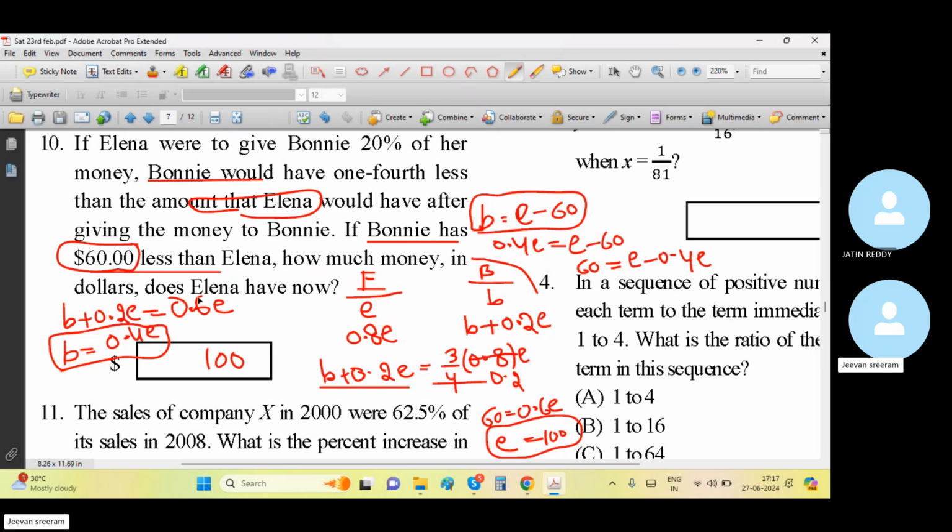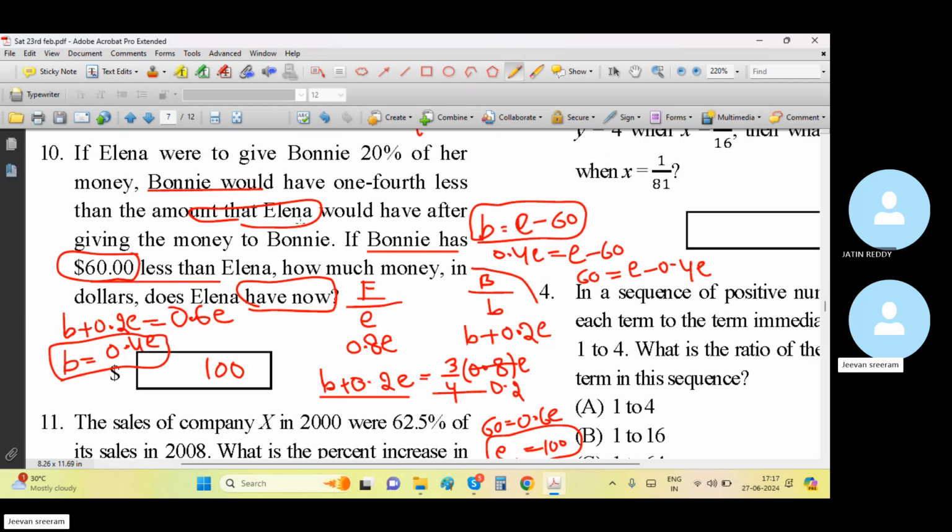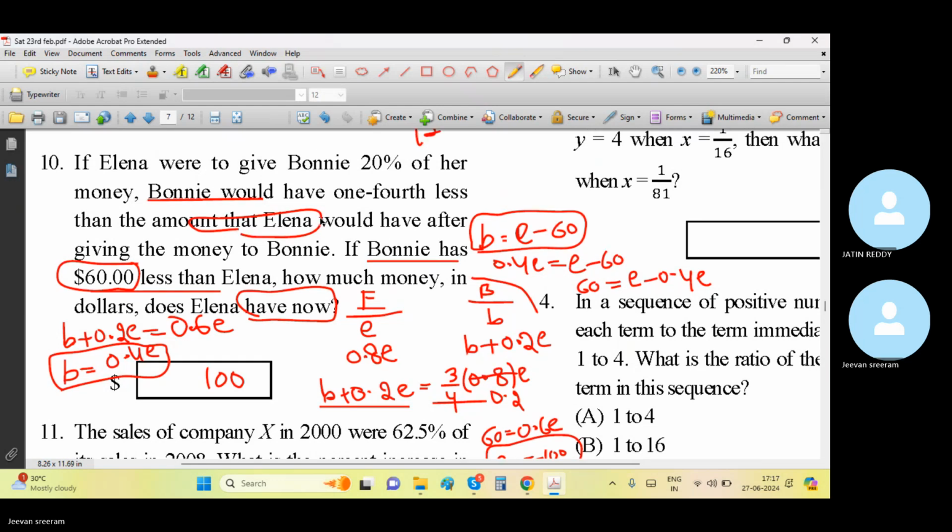How much money in dollars will Elena have now? Now means the transaction hadn't happened actually. "Were to give" doesn't mean Elena has given. Don't get confused. "Were to give" means possibility. That doesn't give the sense that the transaction has happened. Is it clear, buddy? Yes, sir.